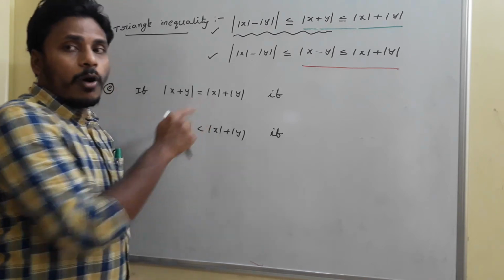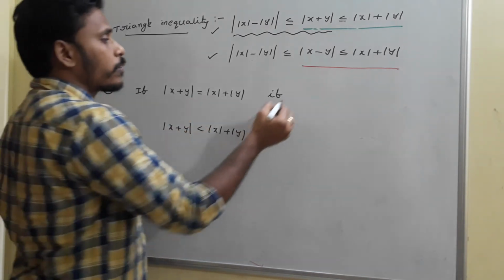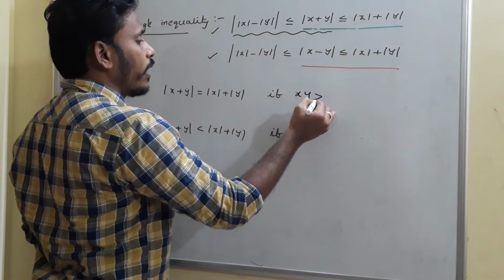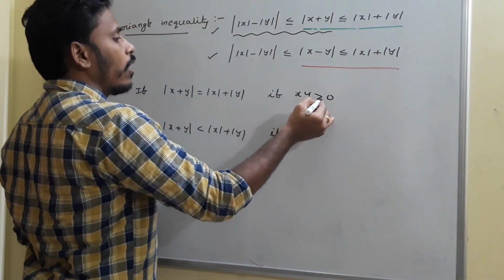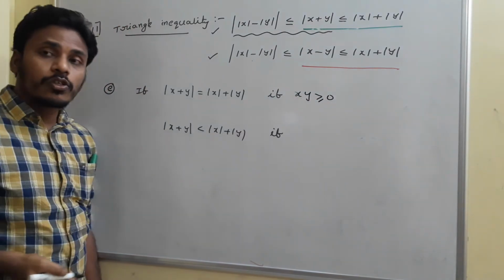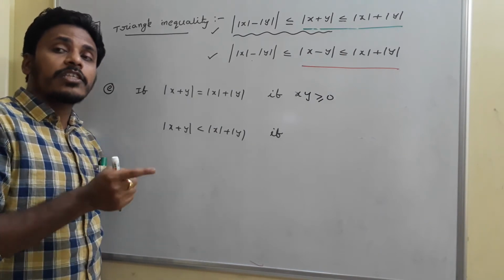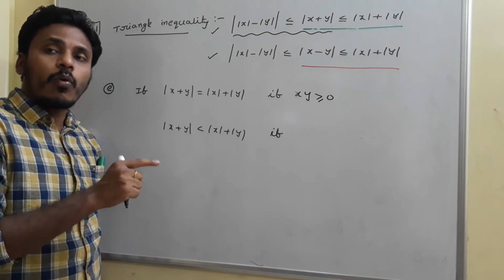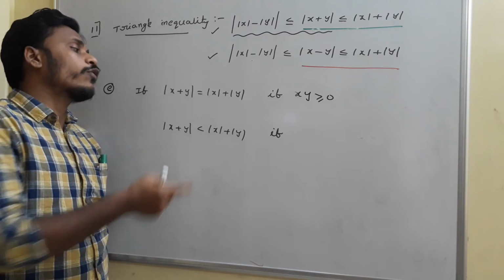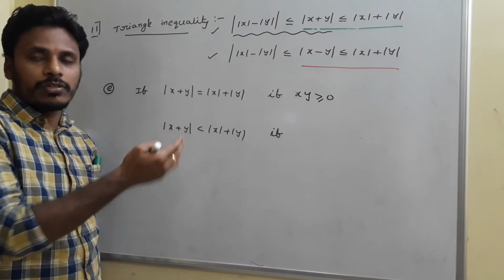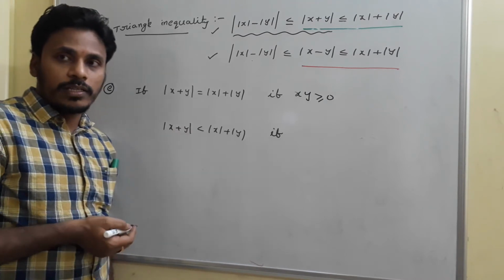And that's why |x + y| = |x| + |y| if x·y is greater than or equal to 0. Equal to 0 in the sense x·y = 0. When does x·y = 0 happen? It happens if one of them is 0. If any one of them is 0, for sure both sides are equal. And that's why it holds if xy is greater than or equal to 0.